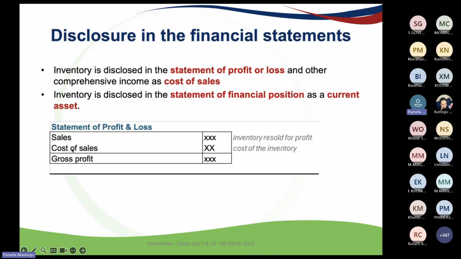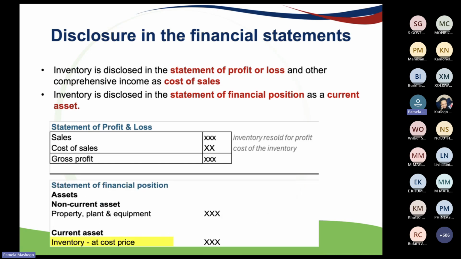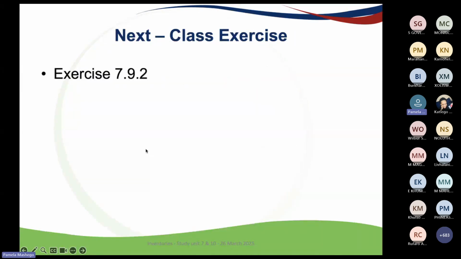And then inventory is also disclosed in the statement of financial position as a current asset. So this is just an extract of the statement of financial position, which is the balance sheet. You'll have your non-current assets, which will include property, plant and equipment and other items. Then under current assets, that's where you're going to present the cost of inventory on hand at cost price. Okay, so that concludes my part. We can take questions now.